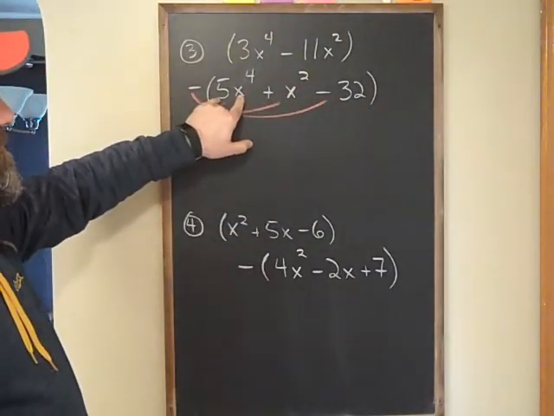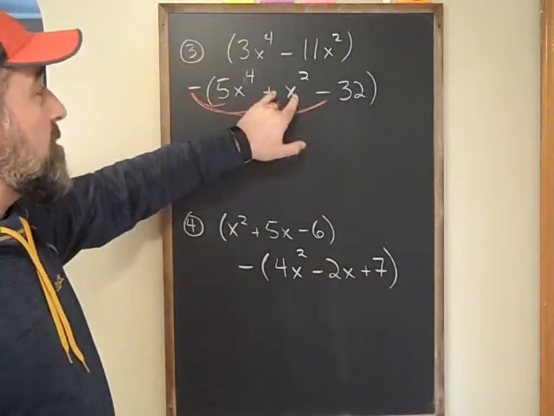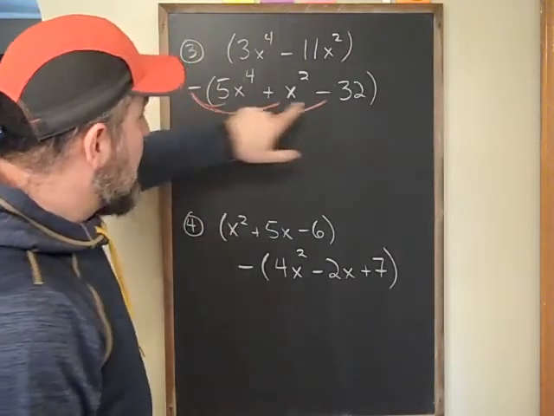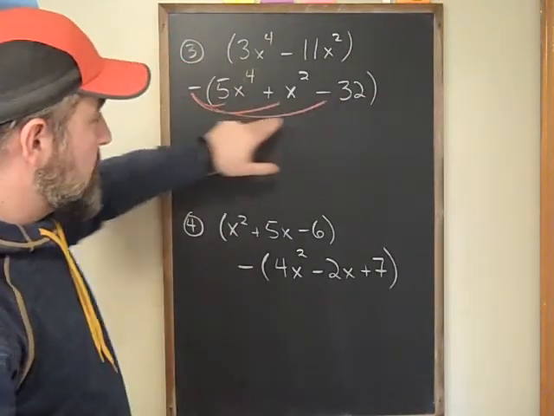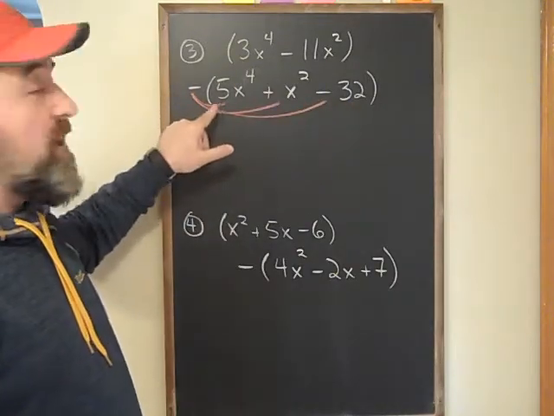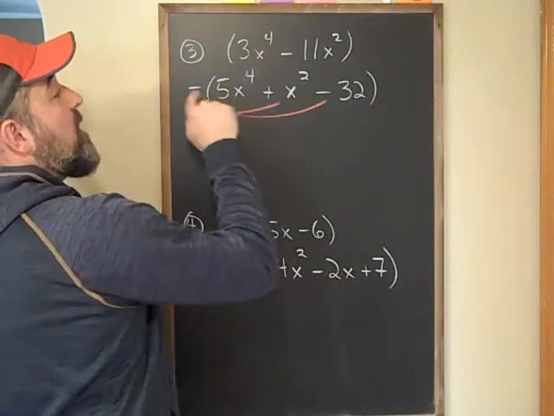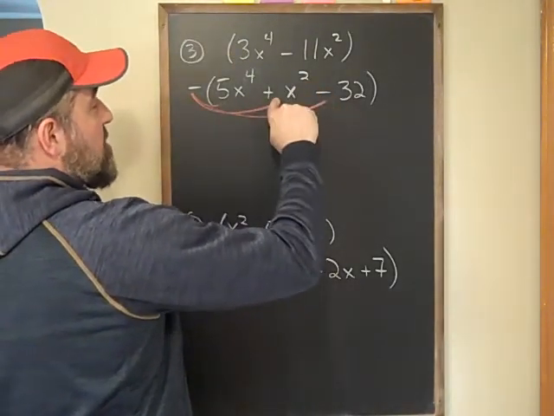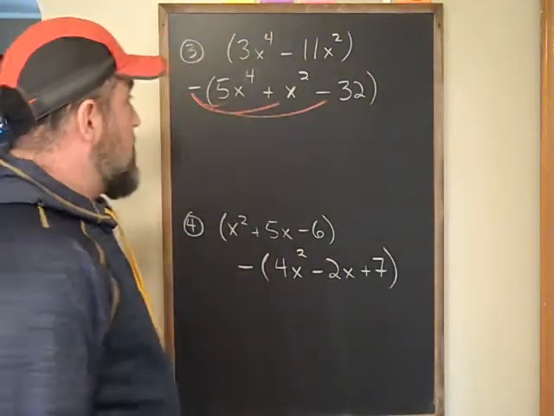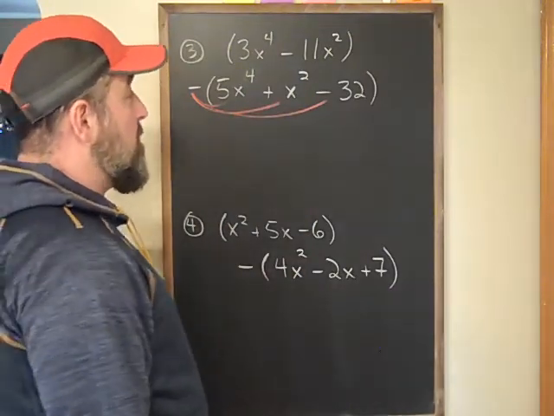So don't think of this as 5x to the fourth, it's negative 5x to the fourth. This is not positive x squared, that's negative x squared because it's being subtracted. And this is not negative 32, it's positive 32 because it's being subtracted. So watch out for that subtraction. Very often what I see students do is they only subtract the first term and then they see that as being positive x squared, where it's really negative x squared. So again, if you can handle that, it's really no different than the addition of polynomials.